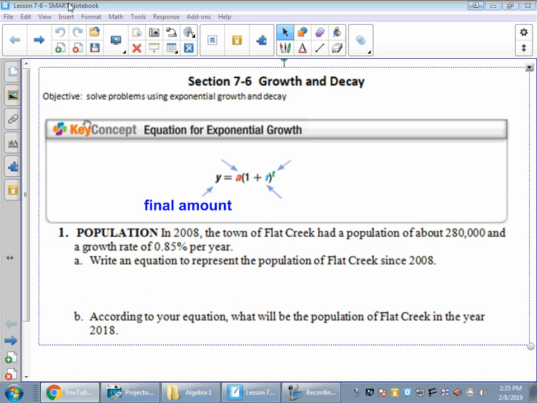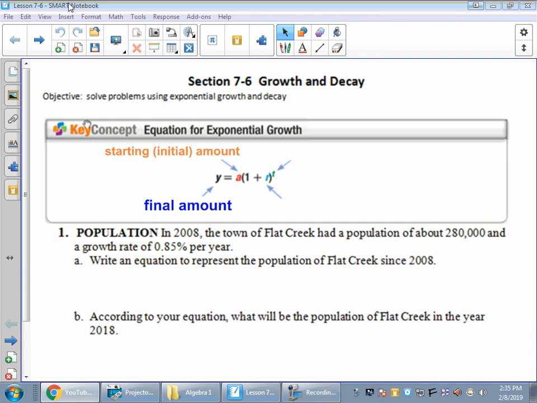Your a value here is your initial amount. That's what you started with before anything happened, any growth or decay or interest, whatever. In this case, it's exponential growth. Your r value, that's the rate of change, and that's written as a decimal. So that's going to be your percentage in the problem, and we have to change that to a decimal. That's probably going to be the trickiest part, making sure we change it to a decimal, and therefore we can solve these problems. And then t, the little exponent up here, is time, and usually it's in years.